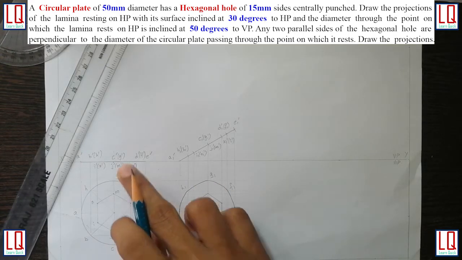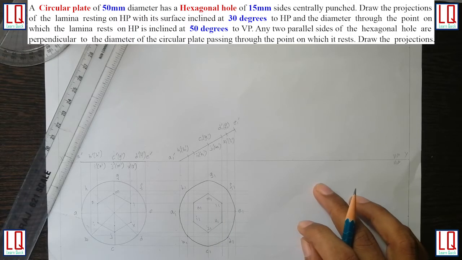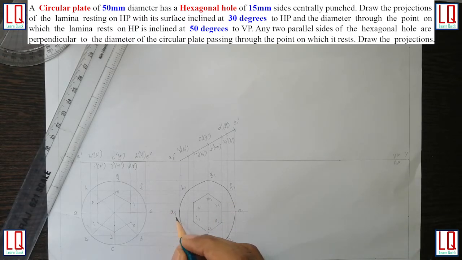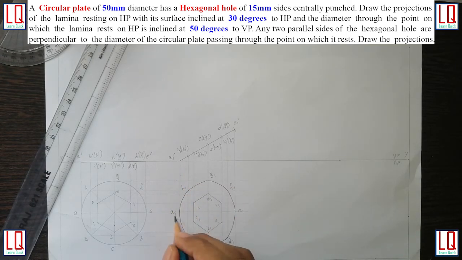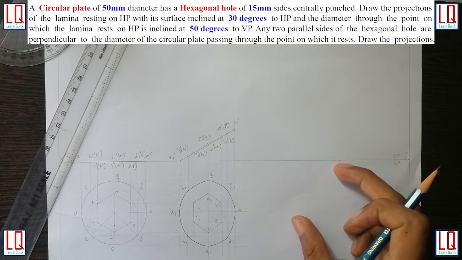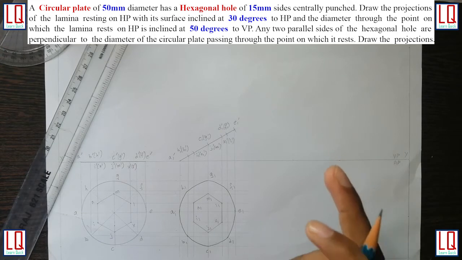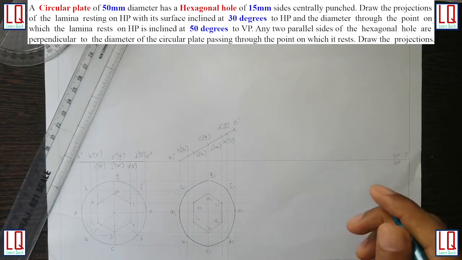Now step 1, step 2, step 3 and step 4 are completed. We will move to step 5. In step 5, the diagonal which passes through the resting point, that is A, is the resting point here. The diagonal which passes through the resting point is inclined at 50 degrees. First we will mark a point in XY. It is said it is inclined at 50 degrees to VP, so the inclination with VP will be visible in your HP.